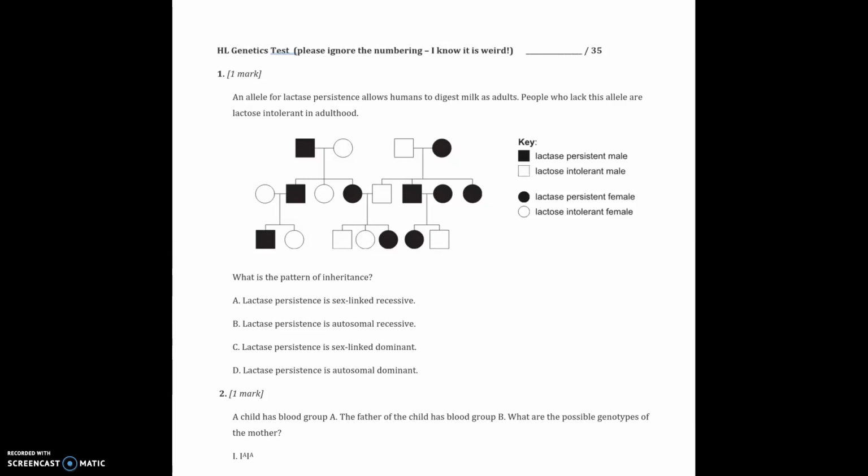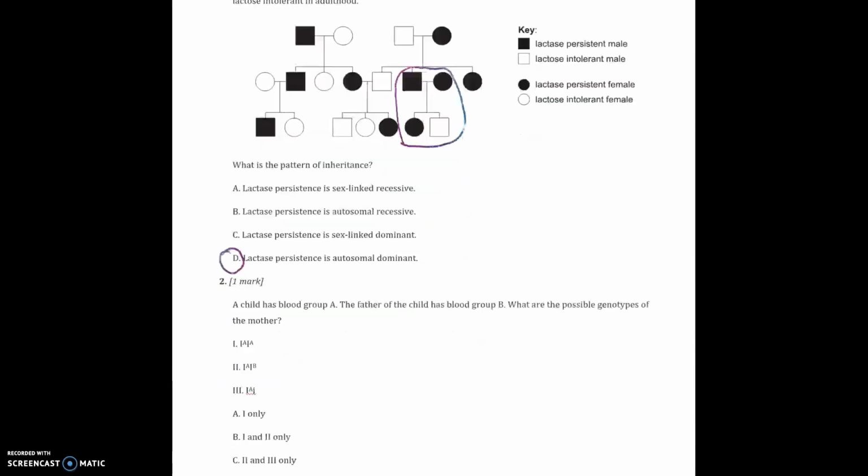So question 1, it's asking what type of inheritance pattern is shown here. And this is the section of the pedigree analysis you want to look at. So we have two parents suffering from the disorder, having a child without the disorder, and that is indicative of autosomal dominance. And so the answer to question 1 is D.